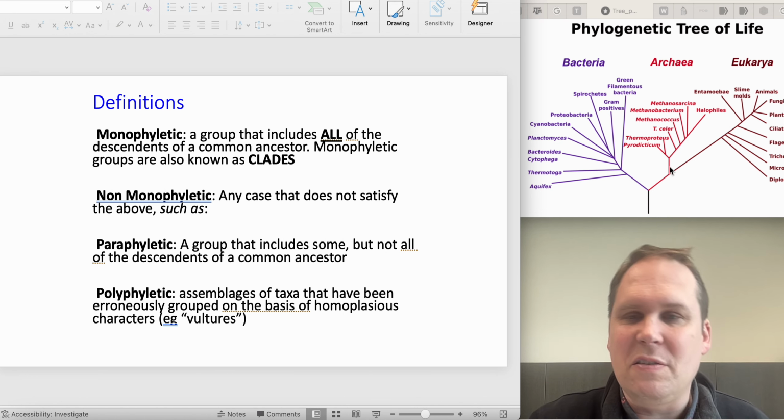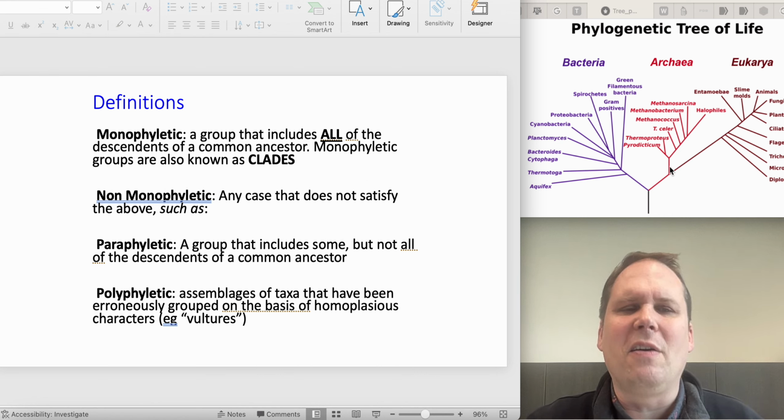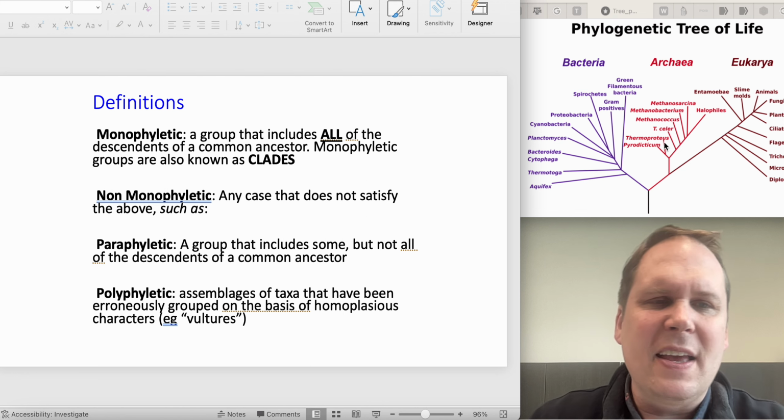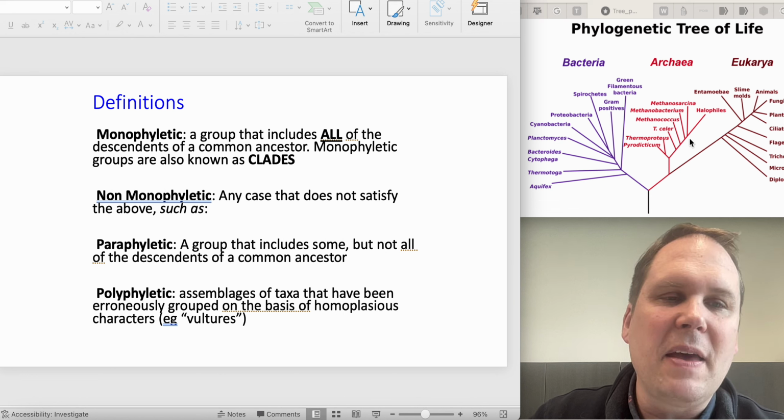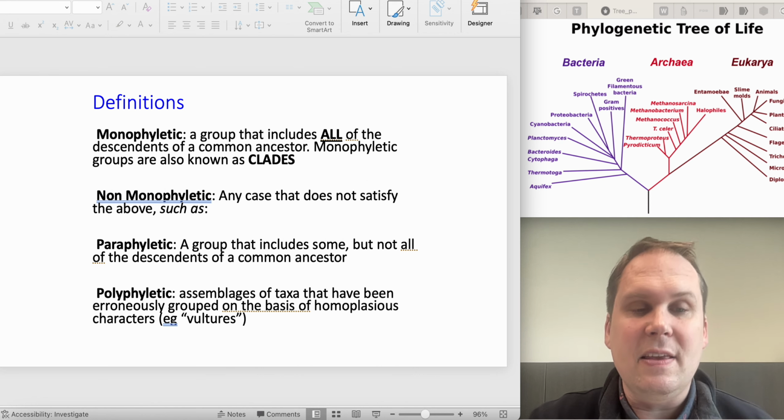You can break that down into two different groups, which are paraphyletic, where you take some but not all of the things in a group. So like if I was to say, all right, the halophiles, they're one thing, and all the rest of these guys, we're just going to call them, well, these are all methane-producing archaea. And so those are paraphyletic because the halophiles are within this. They're a descendant from a common ancestor that gave us all of these things.